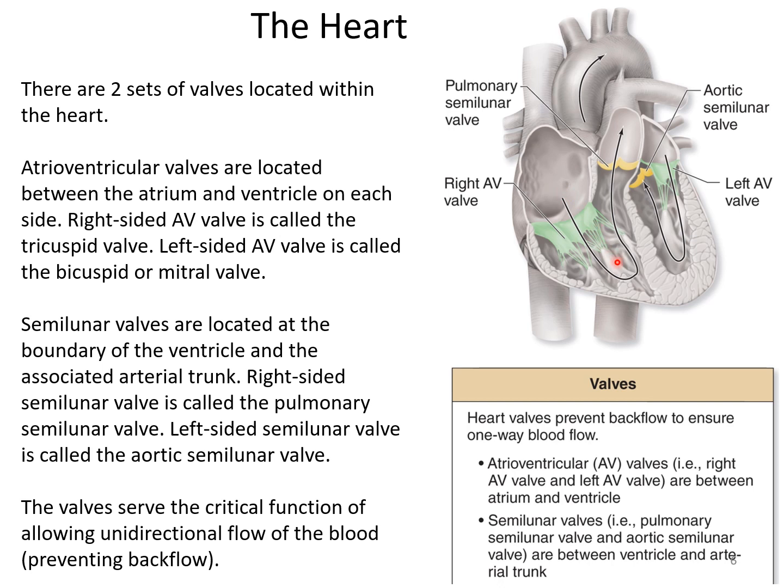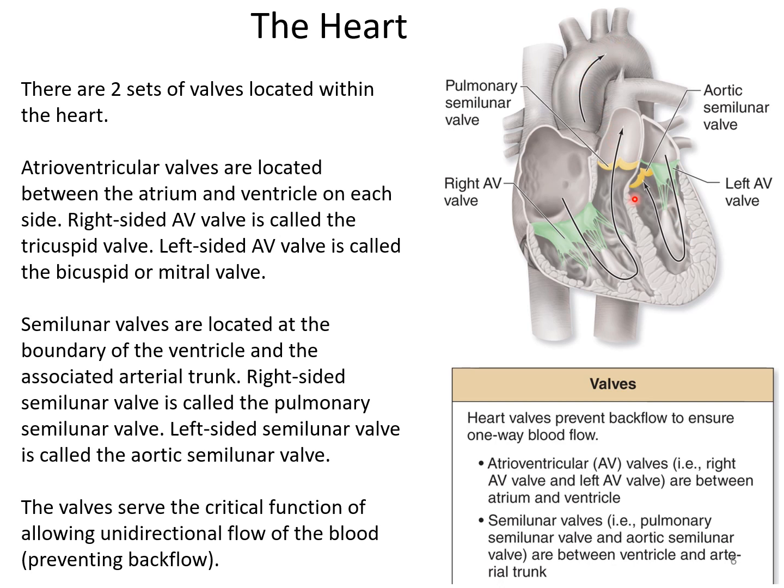We also have semilunar valves. Semilunar valves are located at the boundary of the ventricle and whichever associated arterial trunk goes with it. So if that sounds confusing, let's reflect back. The right ventricle, remember, it emptied its blood into that pulmonary trunk. So the semilunar valve on the right side is in between the right ventricle and the pulmonary trunk, right? On the left side, what was the left ventricle associated with? Which large vessel? The aorta. So the semilunar valve on the left side lies in between the left ventricle and the aorta.